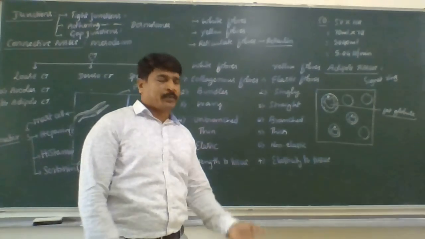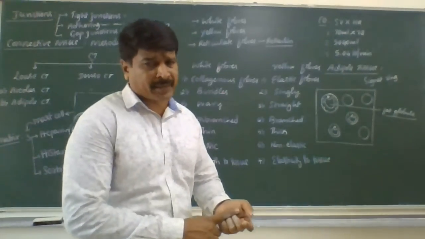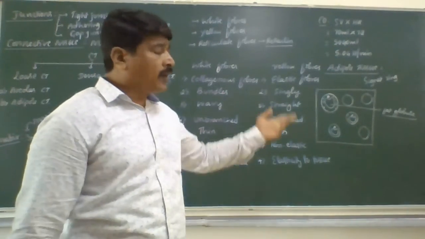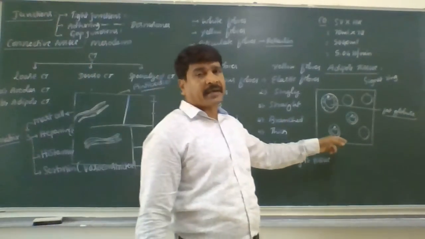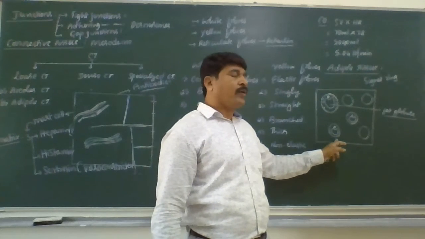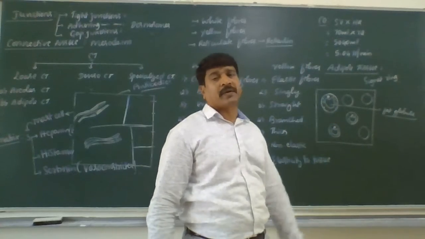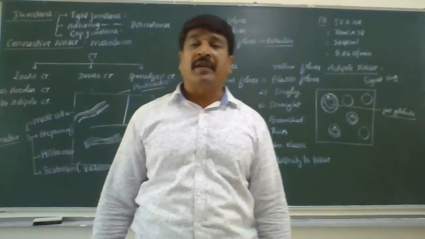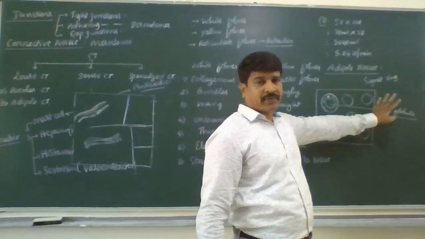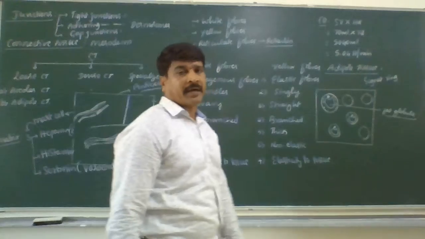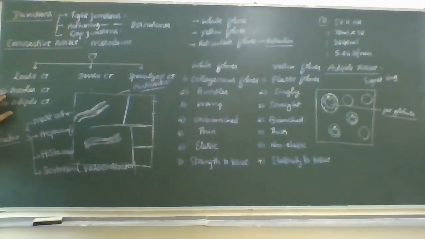So the matrix of the adipose tissue contains few fibrocytes, white and yellow fibers, but they are not very prominent because their number is less. A large number of fat storing cells are called adipocytes. Initially, each adipocyte has small fat droplets. Later, all these unite together to form a large fat globule. This globule pushes the nucleus and cytoplasm towards the peripheral region, hence forming a signet ring. I think it is very clear for you. So this much you should remember under the adipose tissue. These two are the loose connective tissues, areolar and adipose tissue.